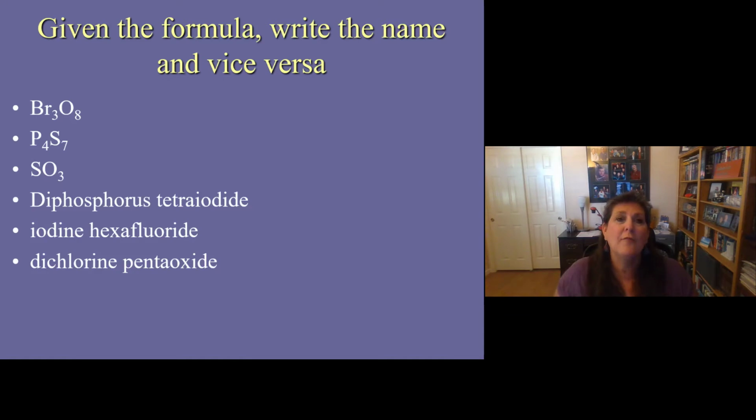All right, now if I give you the formula, give me the name. If I give you the name, give me the formula. Hit pause and do these problems real quick. And we're back. All right, let's name the first 3. Br3O8, tribromine octaoxide. Good job.